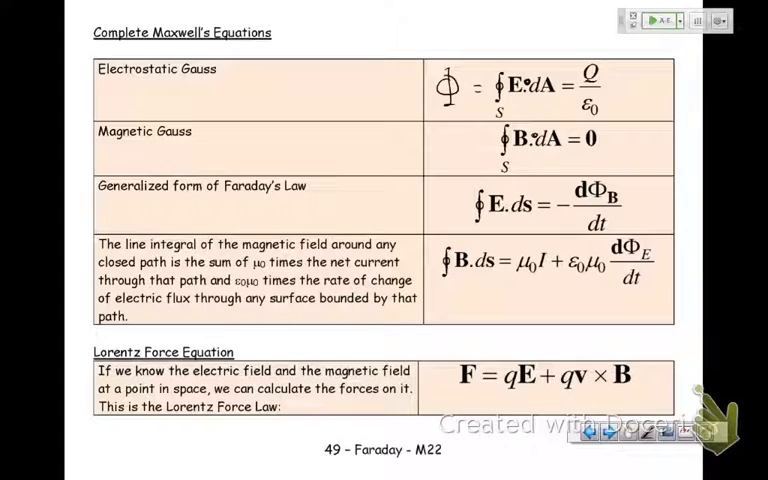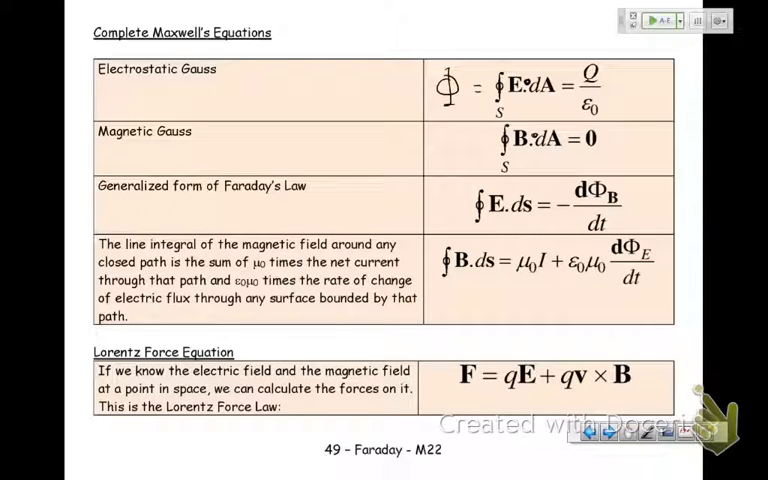And then we did the generalized form of Faraday's law, which we just introduced. And then we say, all right, the line integral of magnetic field around any closed path is the sum of mu naught times the net current through the path, and epsilon naught mu naught times the rate of change of the electric flux through any surface bounded by that path. So we get this expression. And again, I don't do anything with this. I'd like you to know it exists and the like.